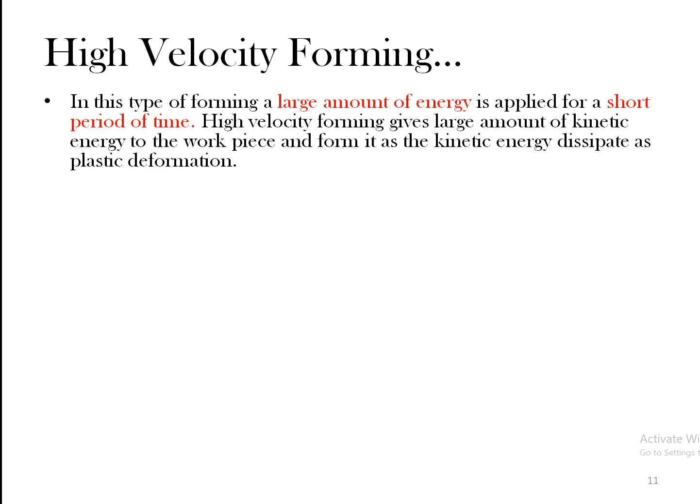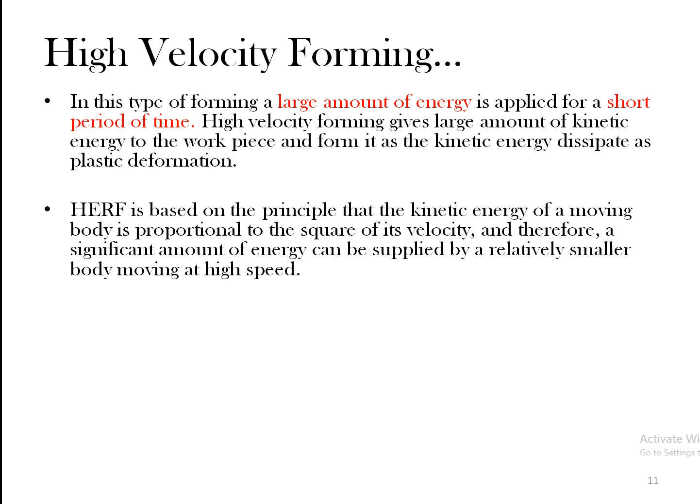Okay, so the only difference is that in conventional forming, low velocity is given and the product is produced. Here, a high velocity is given, thereby imparting a large amount of energy, and this is applied for a short period of time. Since the velocity is large, it is only applied for a short period of time. Okay, so this type of forming is called high velocity forming or high energy forming. The high energy forming is based on the principle that the kinetic energy of a moving body is proportional to the square of the velocity, as I said, and therefore a significant amount of energy can be supplied by a relatively smaller body moving at high speed.